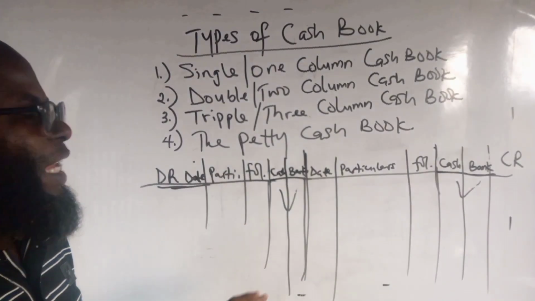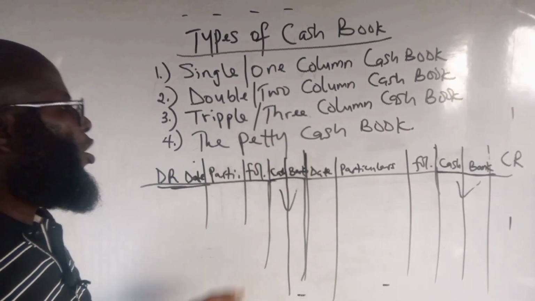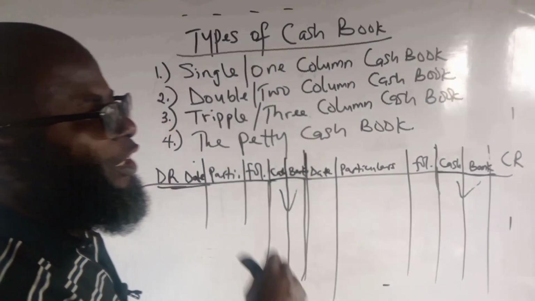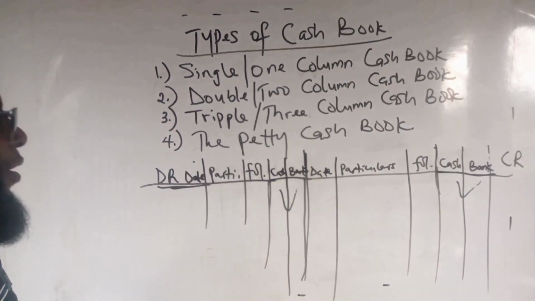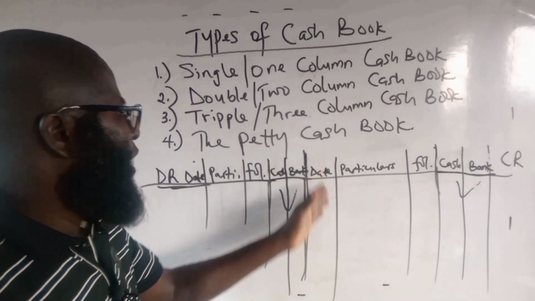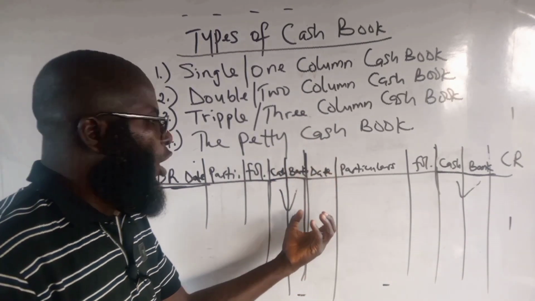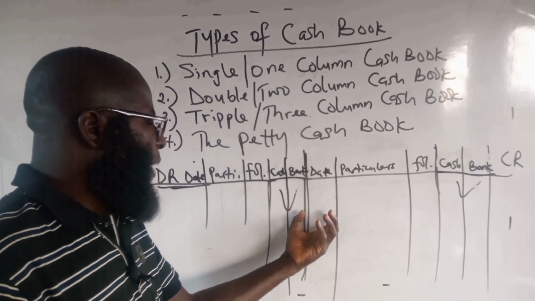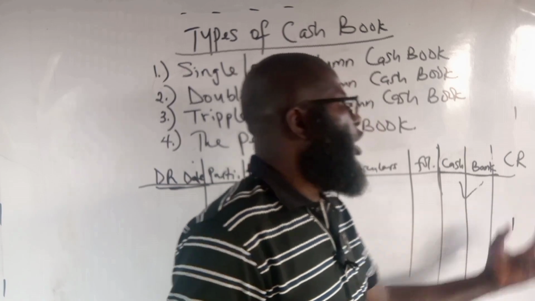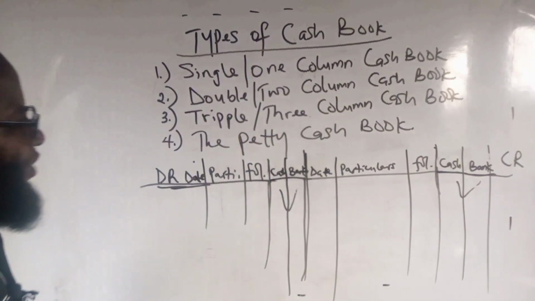Therefore, the difference between the two column cash book and the three column cash book is the introduction of discount. Therefore, as I've said, we are going to have discount allowed on the debit hand side, while we are going to have discount received on the credit hand side.